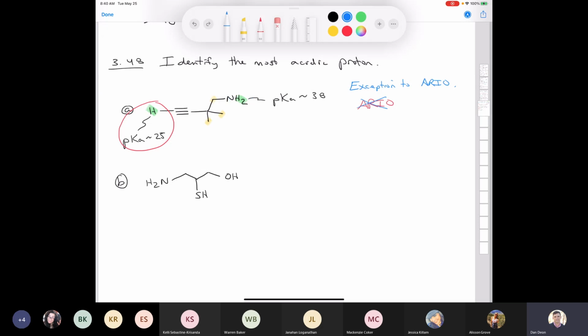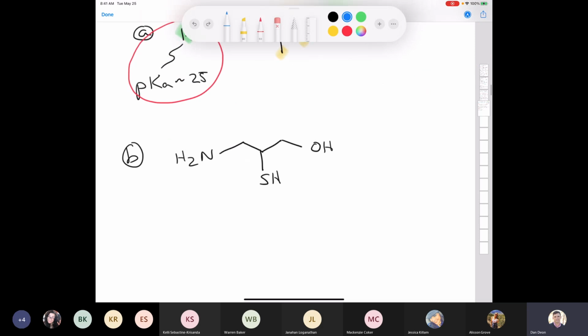So again, AARIO works most of the time, but I went over this exception many times in class yesterday, at least 2 or 3 times, where you have to use table 3.1. You have to use pKa values to solve this problem A. Well, let's take a look at B.